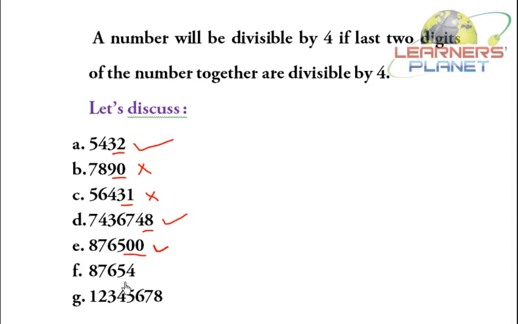Okay. Now, in this case, 54. 54 is not divisible by 4. So, 87654 will not be divisible by 4. Similarly, in this case, 78 is not divisible by 4. So, 1, 2, 3, 4, 5, 6, 7, 8. This number won't be divisible by 4.